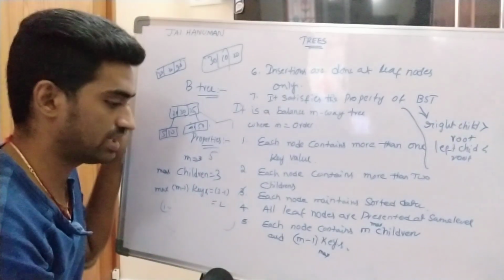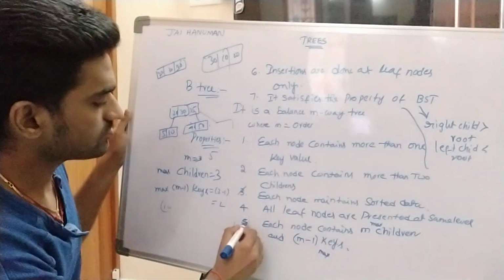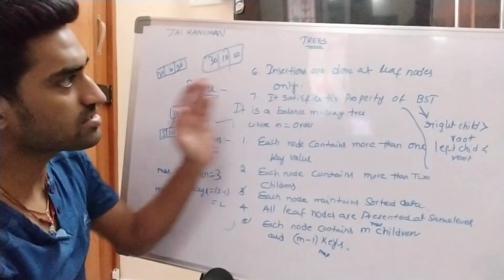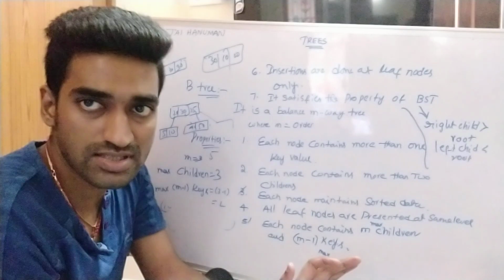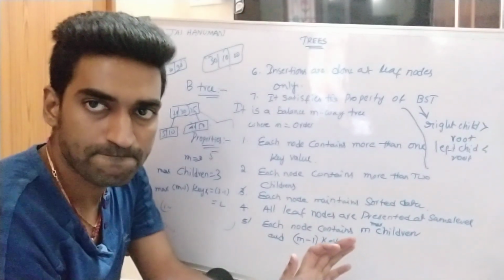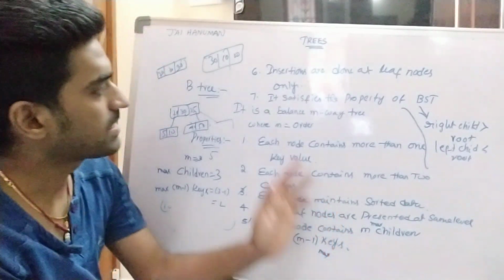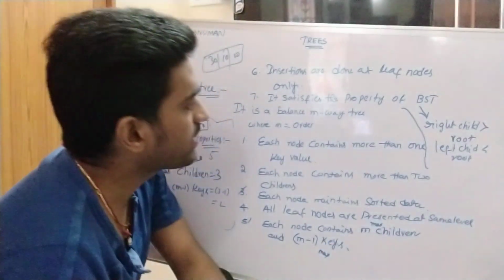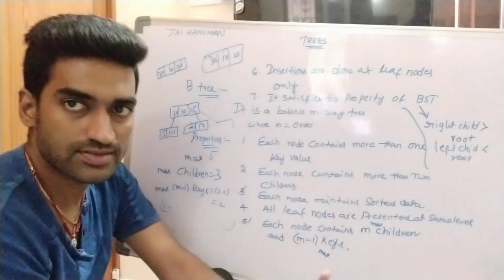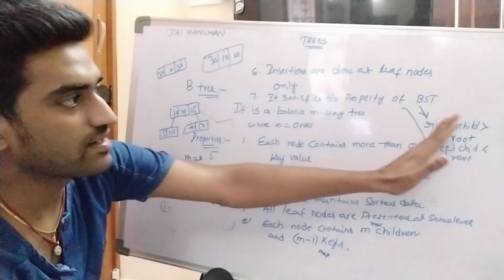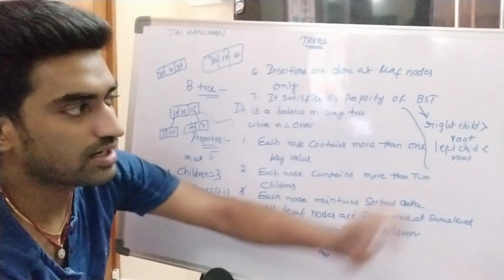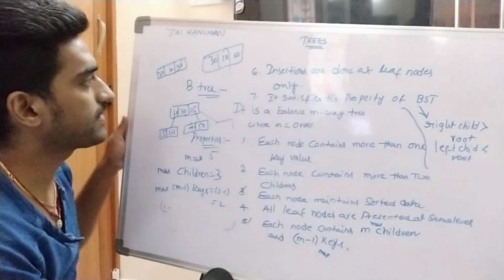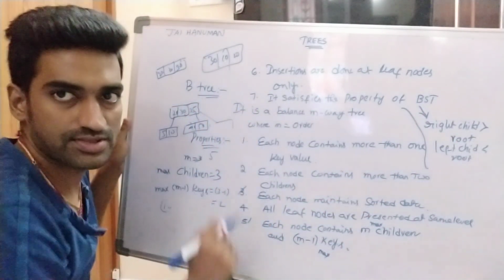So what about minimum values? Let us discuss the sixth property: insertions are done at leaf nodes only. Then the seventh property: it satisfies the property of a binary search tree. The right child is always greater than the root, the left child is always less than the root. This property is also satisfied by B trees.